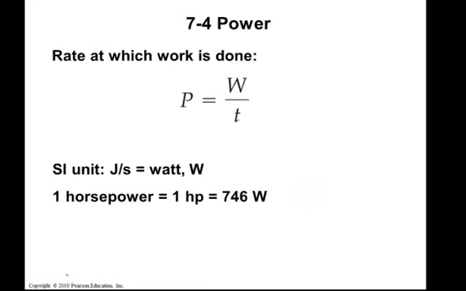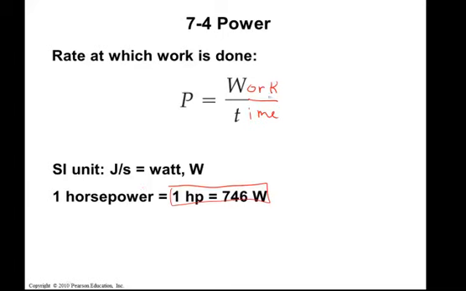Okay, and the next topic is going to be power. Power tells us how fast work is done. So to find power, we take our work divided by our time. Work is joules, time is seconds, so the unit is a joule per second, or we call that a watt. And in case you were thinking about horsepower, 1 horsepower is 746 watts if you needed a conversion factor.